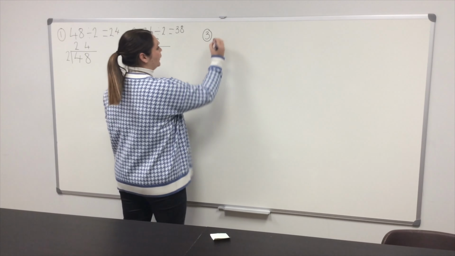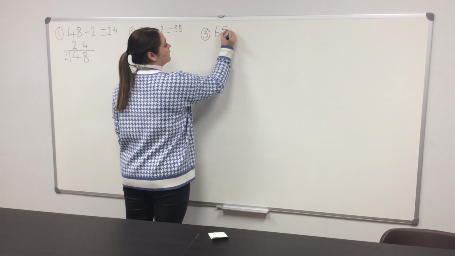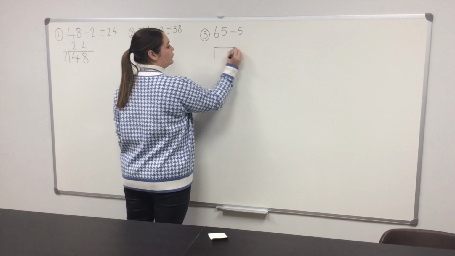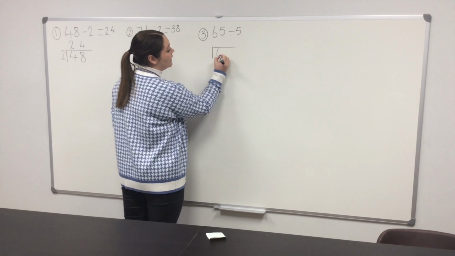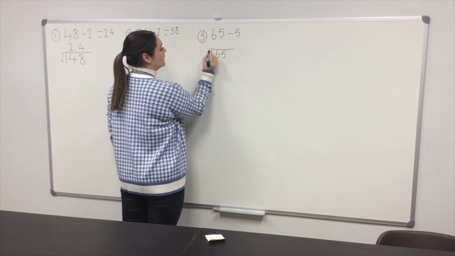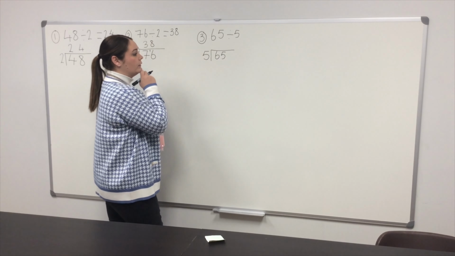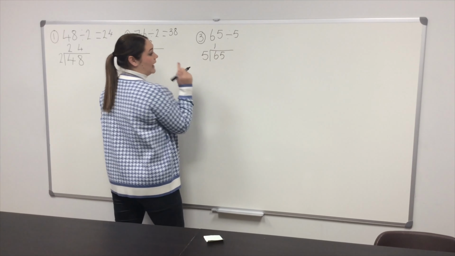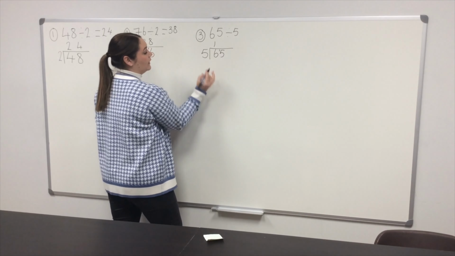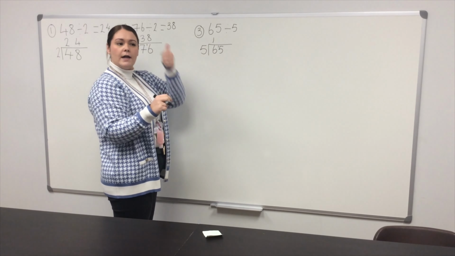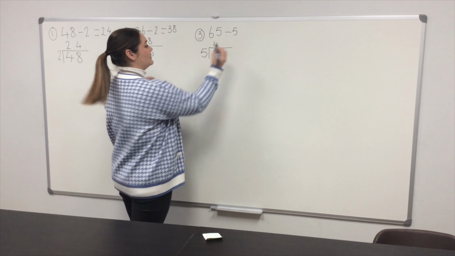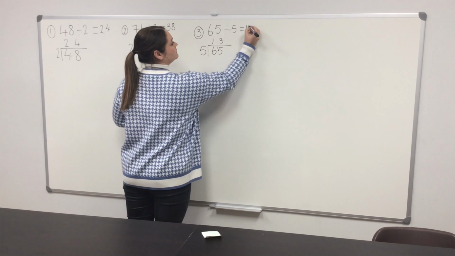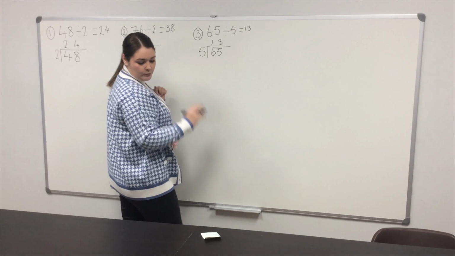So, question 3. 65 divided by 5. Now, same as before, you could use your 5 times table knowledge to help you. However, I'm going to pop it into the bus stop and see if I can work this out. So, 5 into 6. It goes once, and I know I'm going to have 1 left over. 5 into 15, 5, 10, 15, so that goes 3 times. So the answer is 13.